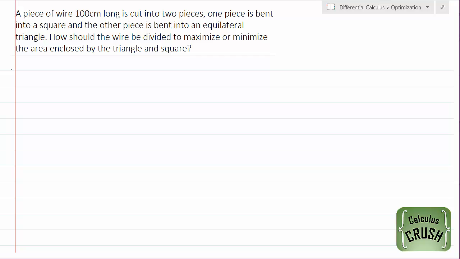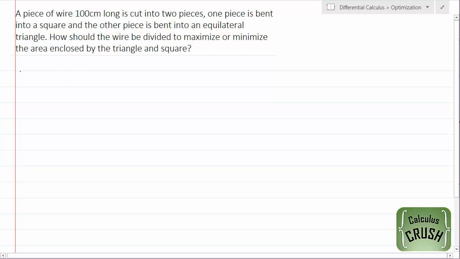So the question is as follows. A piece of wire 100 centimeters long is cut into two pieces. One piece is bent into a square, and the other piece is bent into an equilateral triangle. How should the wire be divided to maximize or minimize the area enclosed by the triangle and square? Two very important pieces of information here: that we're making a square and we're making an equilateral triangle. So that tells us right away some very important geometrical rules.